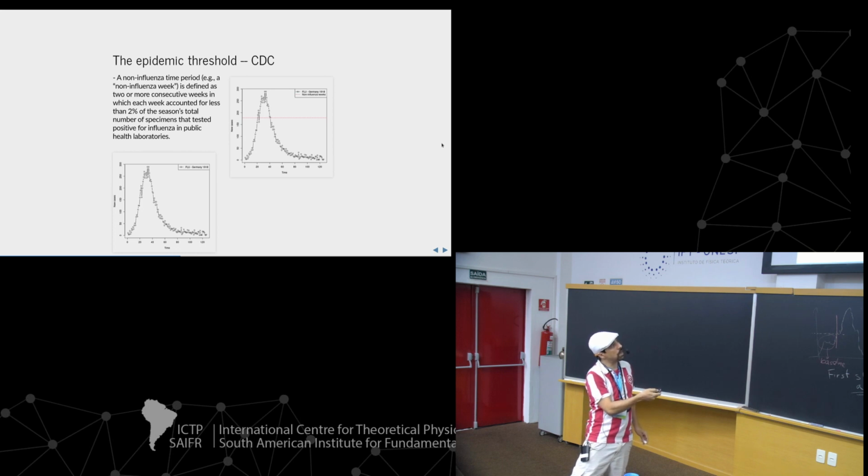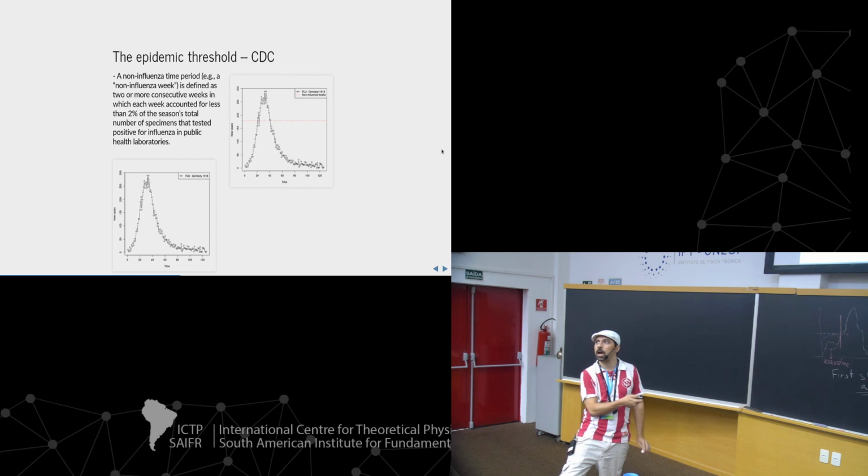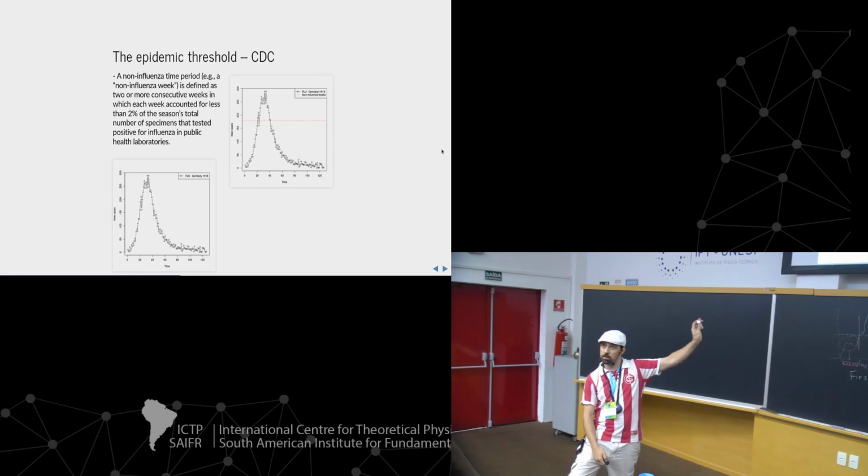If I take this phase here as my expected baseline, we can see that the threshold established here is way, way, way above my season activity, usual activity, right? But remember, this is just the first step of the approach proposed by the CDC.